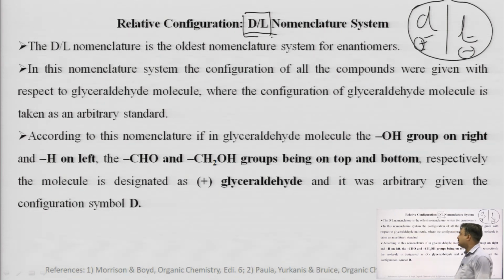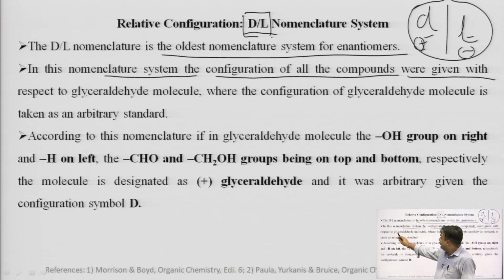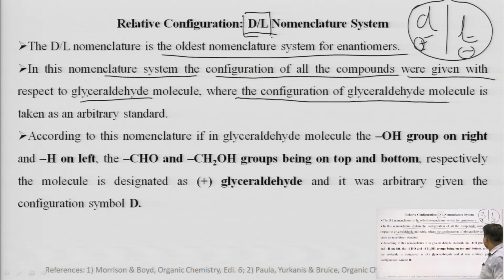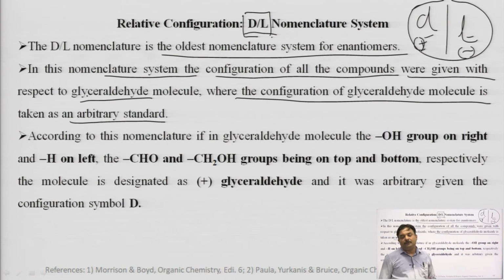optical active compounds. The DL nomenclature is the oldest nomenclature system for enantiomers. In this system, the configuration of all compounds was given in relation to glyceraldehyde. Glyceraldehyde is the lowest possible carbohydrate, and its configuration is taken as the arbitrary standard. Means, whatever molecule we are talking about, that molecule is related to the molecule of glyceraldehyde.